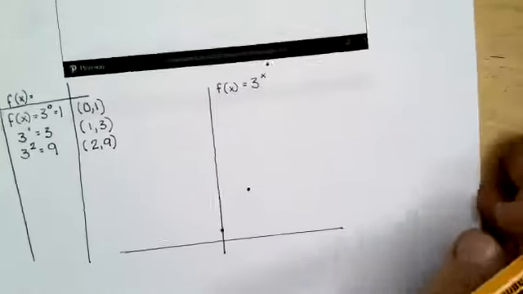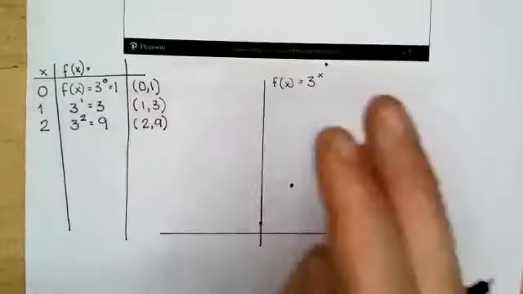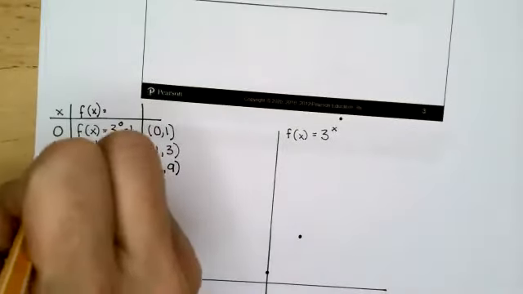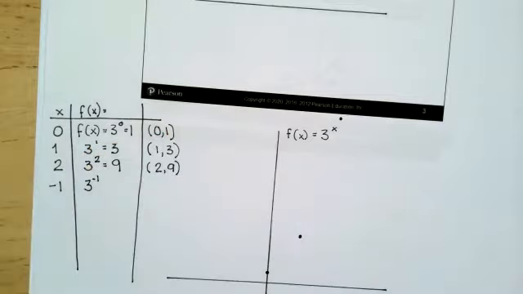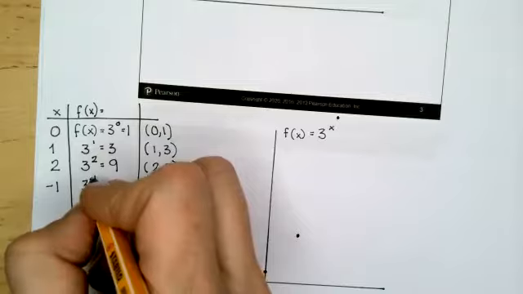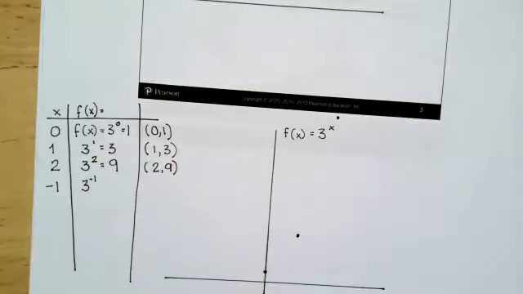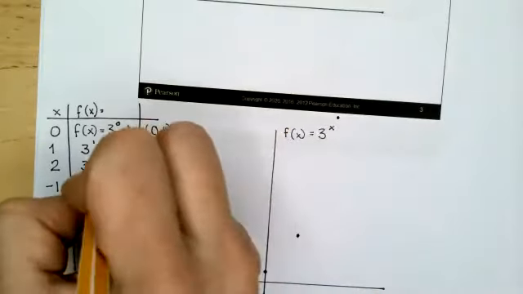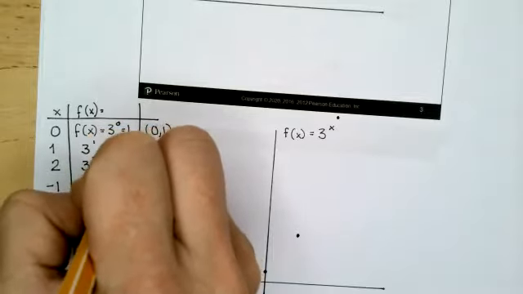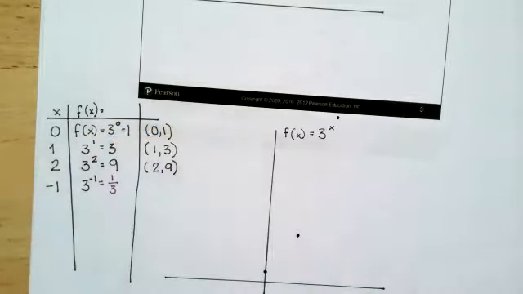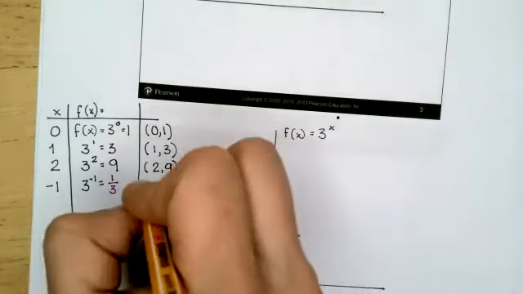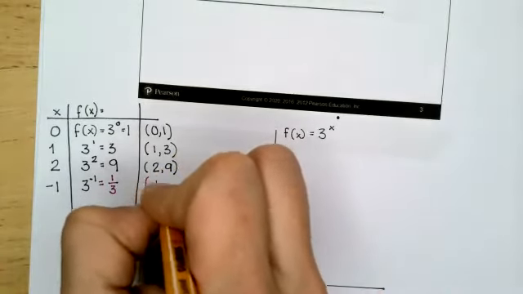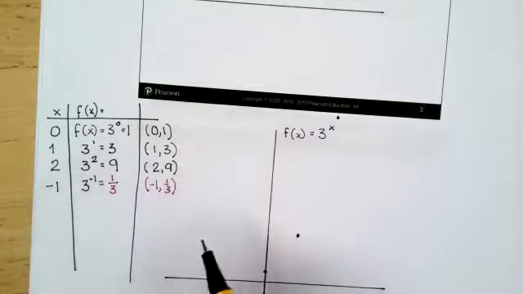Good. Let's do a couple of negatives just so we know what the graph looks like. So if I put in -1, what happens when I take 3 and give it an exponent of -1? If you remember, to make a negative exponent positive, we put it across the fraction bar. So 3 to the power of -1 is 1 over 3 to the power of 1, which is just 1 over 3. So that point is going to be (-1, 1/3).